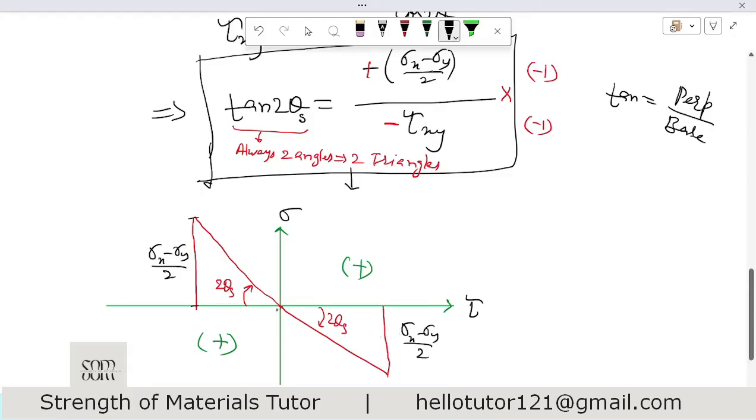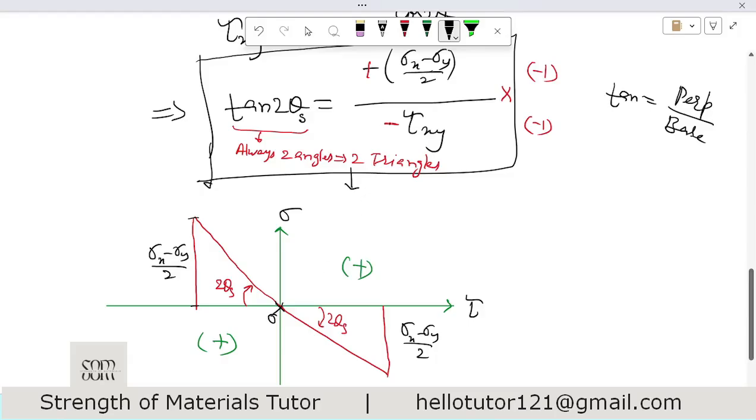Why is it negative? Because it is below the x-axis, right? Above this is positive sigma and below it is negative sigma. So this one is positive because it is above the origin, and this one is negative because it is below the origin. Similarly with the shear stress, I mean with the base. This is the perpendicular and this is the base. Now base is this and this.